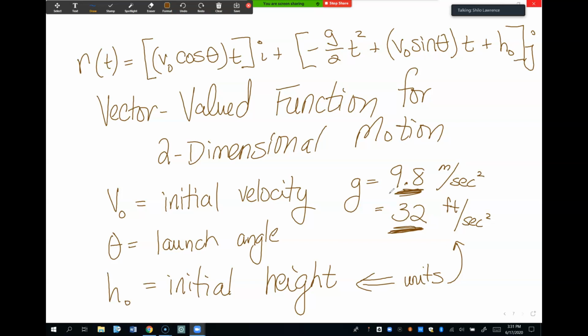And I've got about 10 minutes. I want to go through an example of setting up this vector valued function for motion. Any questions so far? Again, I am never going to ask you to recreate what I just showed you. It was just so you can see where this formula comes from. It's really just a result of doing integration twice on the gravity constant.